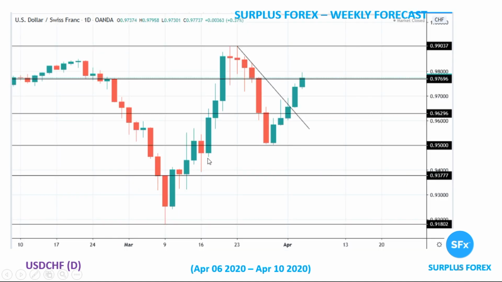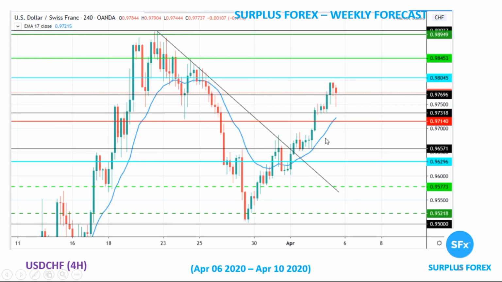Coming on to the next one, US dollar, Swiss franc. US dollar was continuously going north in the past week, and we gained handsome pips here. As of now, it's broken the downtrend line and is currently sitting close to 97.69. Let's see on the 4-hour chart how I'm taking my entries both ways here.